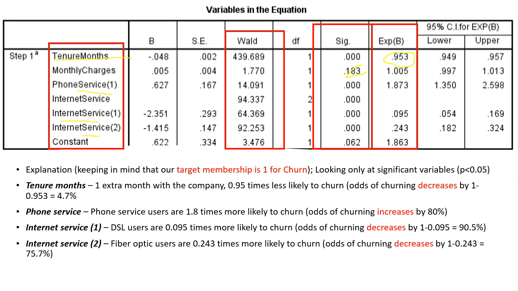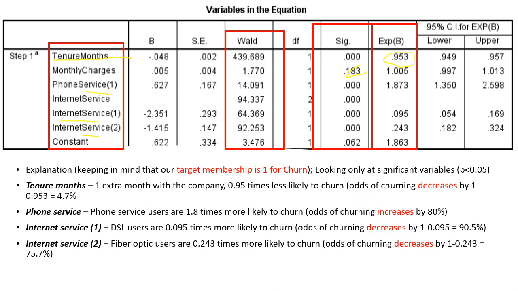So therefore, the phone service users are 1.8 times more likely to churn, which means that the odds of churning increases by 80% if you use the phone service, which means that probably the phone service is not so good, and therefore people feel that they want to churn. Then there is, of course, Internet Service 1 and Internet Service 2. This is multi-categorical for the predictor variable.